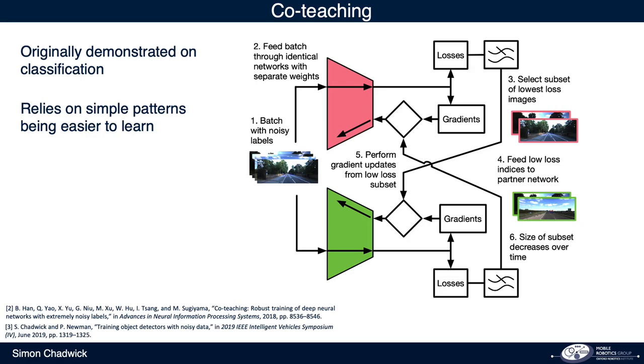As training progresses, the size of the subset used to perform updates is reduced. Initially, when no training has taken place, the full batch is used. Over time, this is reduced until the number of examples being excluded corresponds to the expected proportion of noisy labels. We use an adaptation of this framework targeted at object detection that we proposed in our previous work.